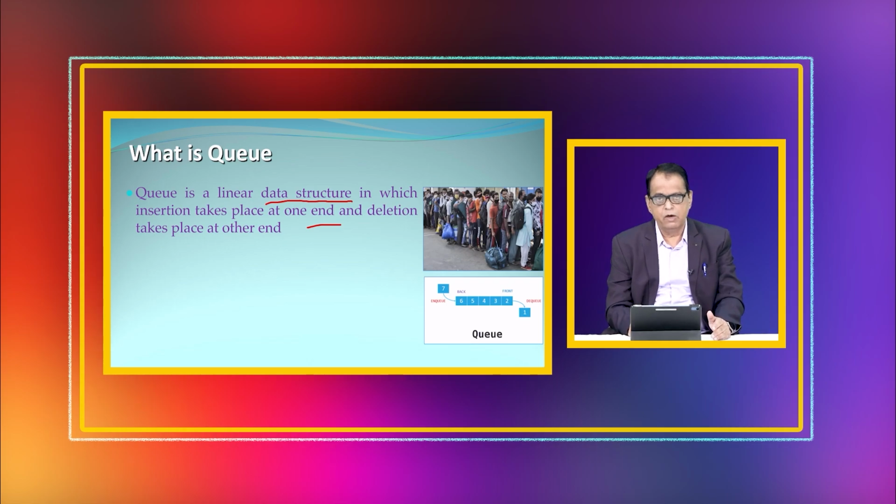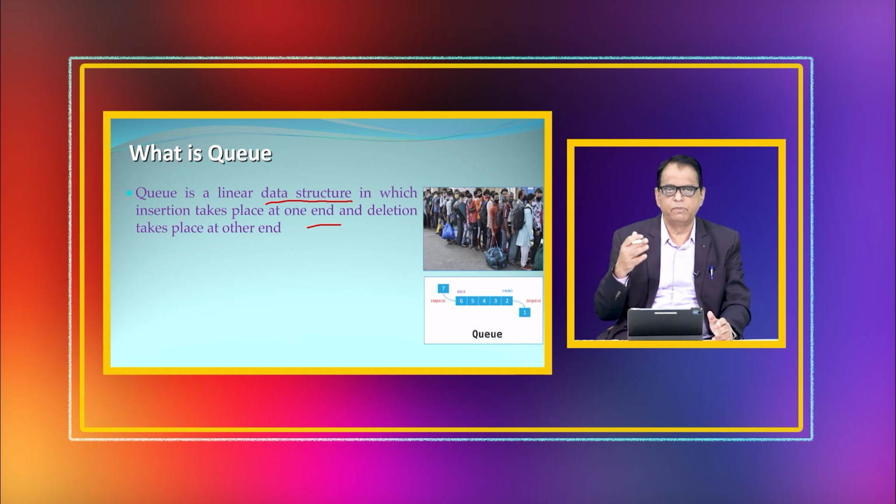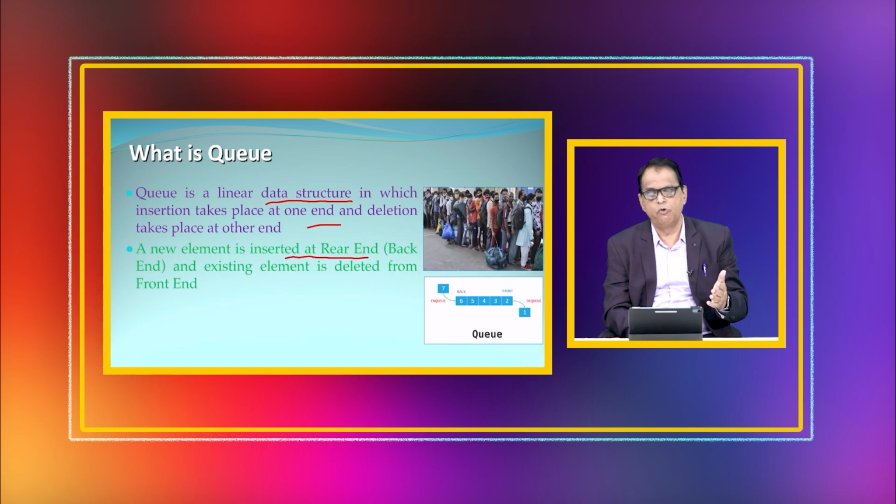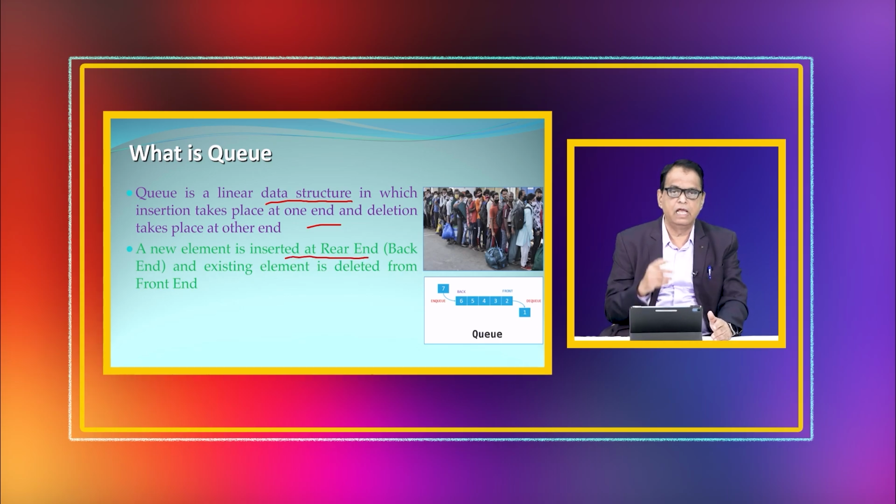And as we have seen, this data structure queue is taken from real life, because whenever there are a large number of people doing the same thing, normally a queue of the people is formed. From the same concept, the queue data structure is taken and it is very effectively used in computer science. The new element is inserted at the rear end, sometimes called the back end, and the existing element is deleted from the front end.